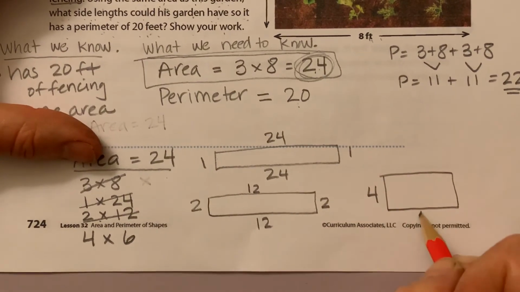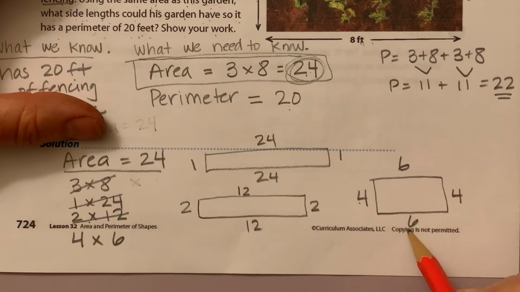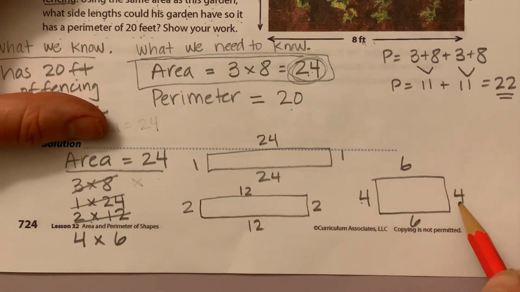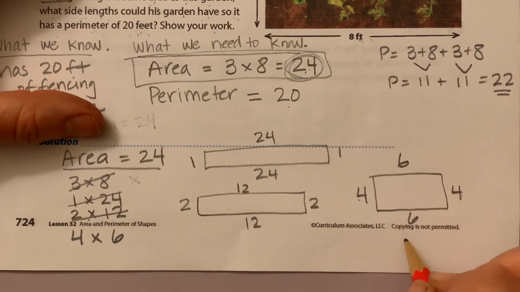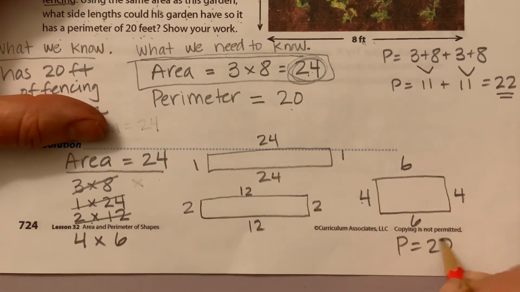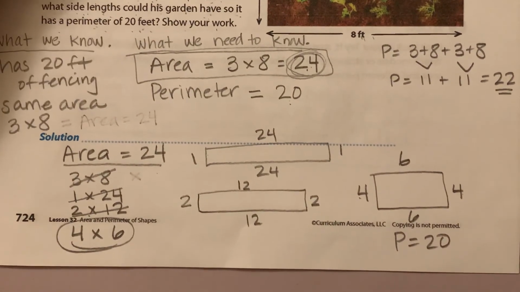How about the 4 by 6? I have a 4 and a 6 and a 4 and a 6. If I add 4 plus 6, I get 10, and 4 and 6 is 10. So 10 plus 10 is 20. My perimeter is 20. So this one works. It's kind of like I'm making a table and checking.